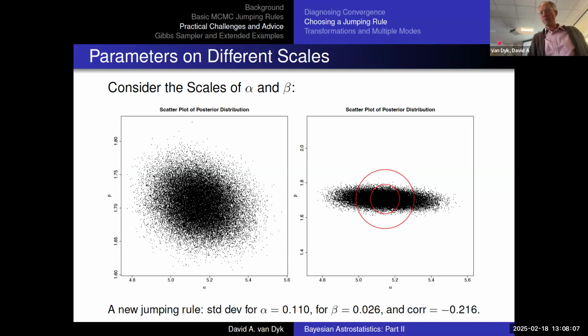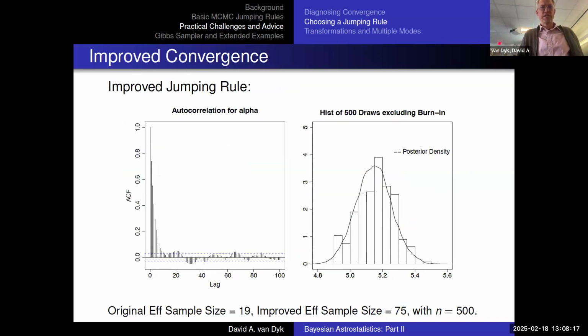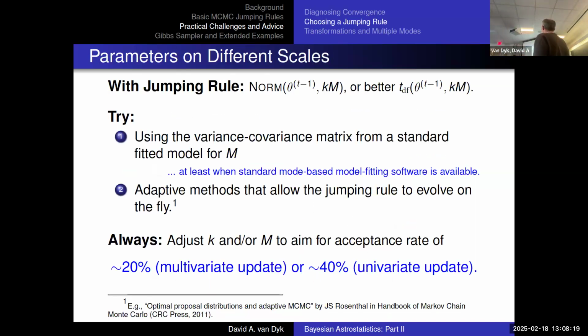So tune it to the problem without working too hard at it, but just run it once, get a sense of what the problem looks like, update my proposal rule, and often things will work much, much better. So this slide here is kind of outlining that strategy. So you can see now this has an M because it's a matrix, because I have more than one dimension. So use the variance covariance matrix from a standard fitted model for M.